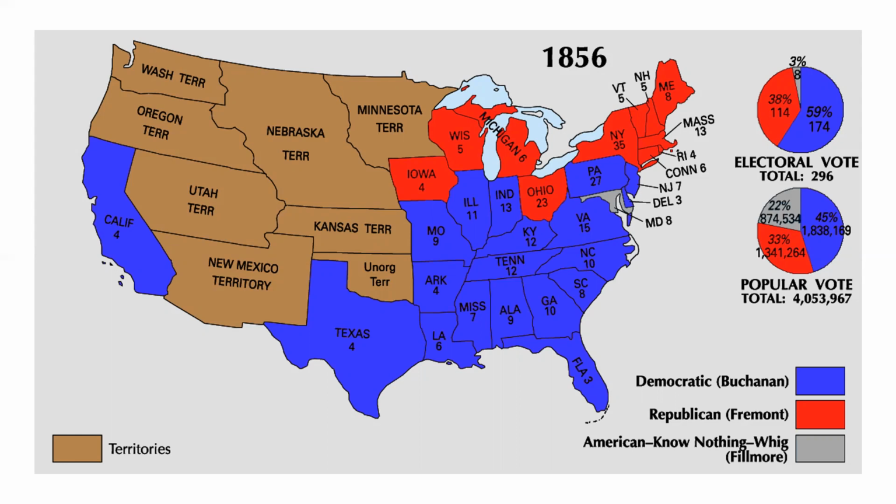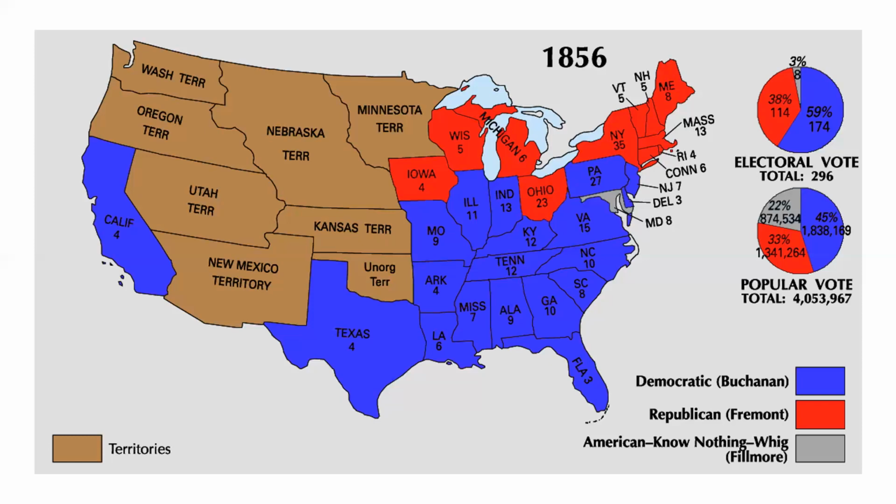And we can see the popular votes going 45% to the Democrats led by Buchanan, and the Republican picked up 33. There was a third party that garnered approximately 22% of the vote, and that was Fillmore, representing the American Know Nothing / Whig Party.